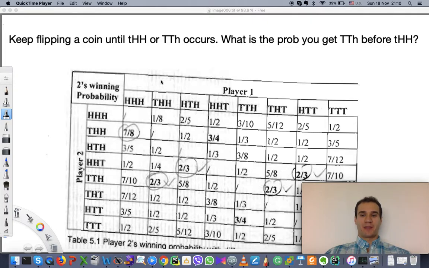Hello everyone. Today we are continuing talking about Markov chain approach to solving probability questions. And the question that we are addressing today is the following. We keep flipping a coin until tail head head or tail tail head occurs. Now what we are interested to know is the probability that you get tail tail head before tail head head.